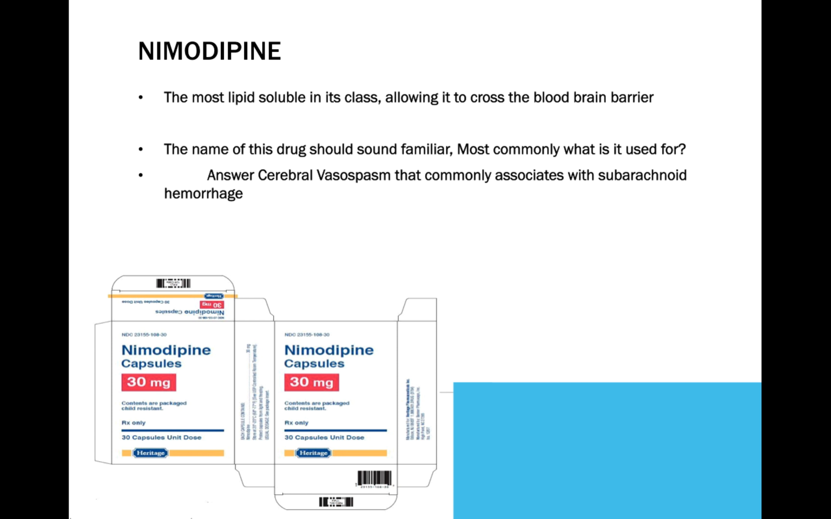Nimodipine. I know you'll see this on boards, probably seen it before on your exam. Very important drug. Most lipid soluble in its class, allowing it to cross the blood-brain barrier. Now, why is that important? What's it most commonly used for? The answer, cerebral vasospasm, most commonly associated with subarachnoid hemorrhage.